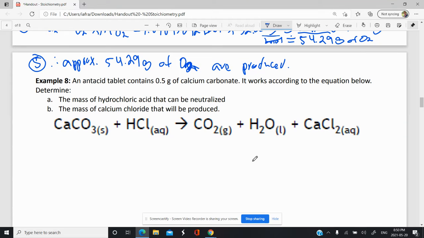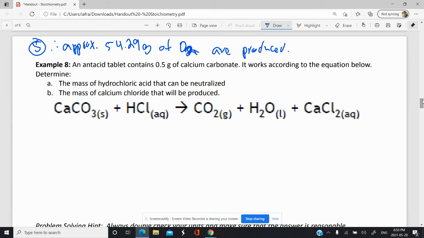In this video, we're going to do our final example from the handout, example number 8. And again, it is another sort of mass gravimetric stoichiometry problem. But as you notice, they're basically all the same at this point. You just have to approach the problem with a balanced equation, and you should be good to go. So here we have example 8.